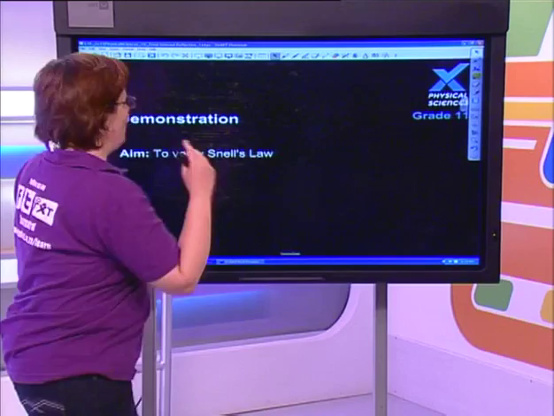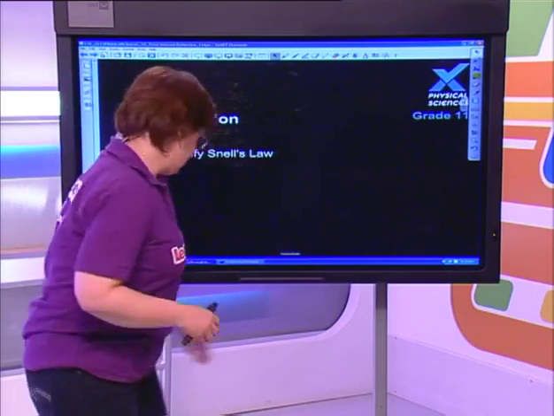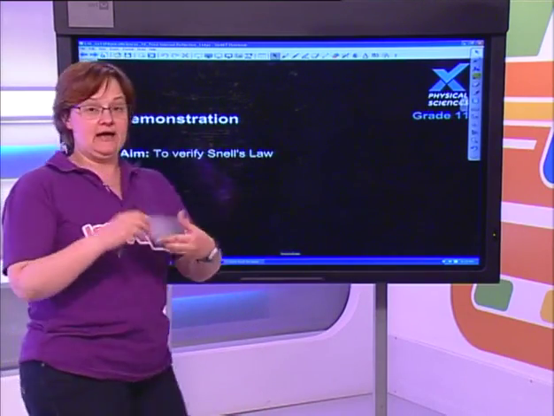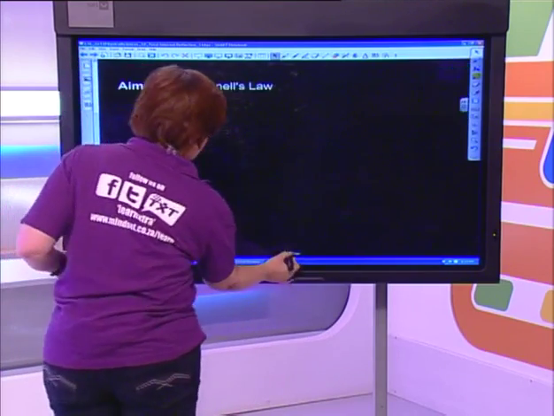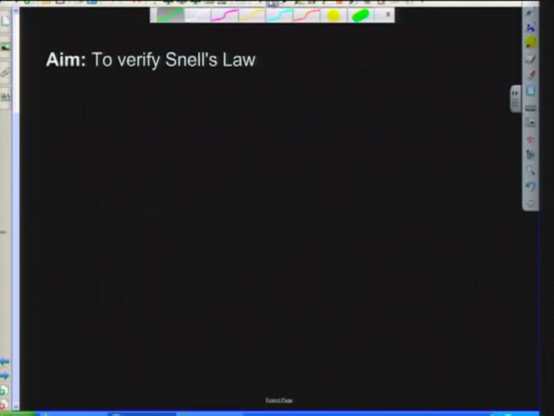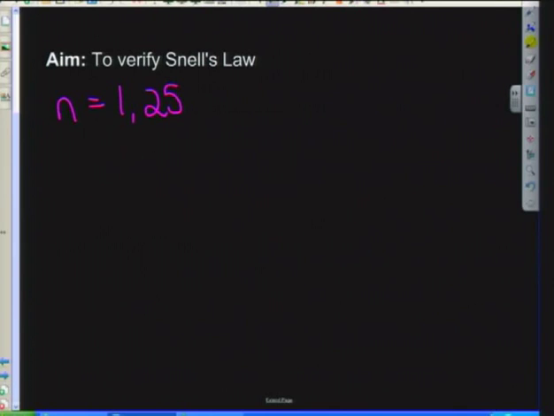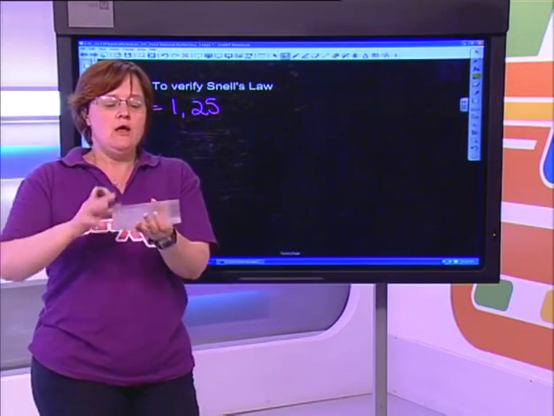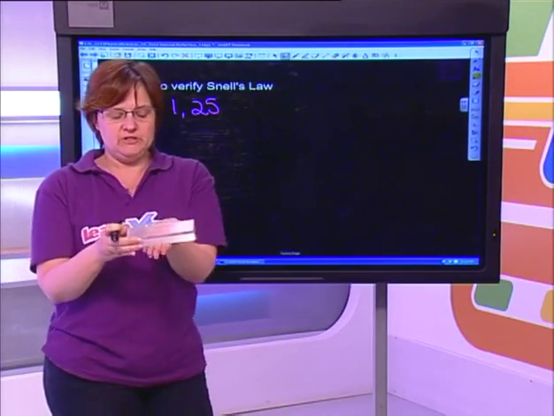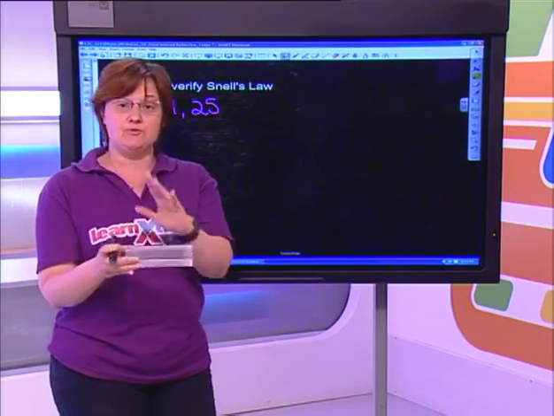Anyway, so we need to verify Snell's Law, and what we would do is we would take our glass block, which I knew has a refractive index of 1.25. Okay, my glass block. We know this because we need to know these in order to use them at school. It's the sort of thing you should have at school. I put it on a piece of paper and I measured a 30-degree angle.